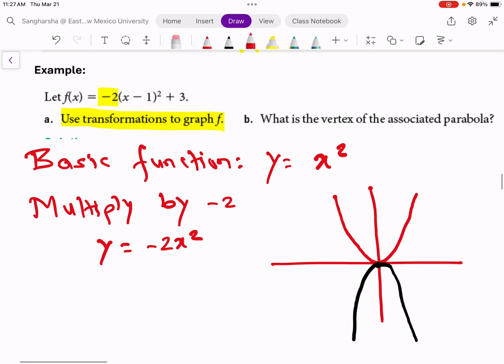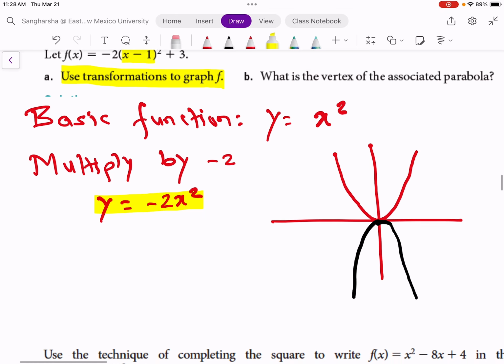Now what do we need next? Let's compare this with our function and see what we need here. Instead of x, we need x minus 1. And how do we get that? What do we have to do? We have to substitute, right? So you replace x by x minus 1.